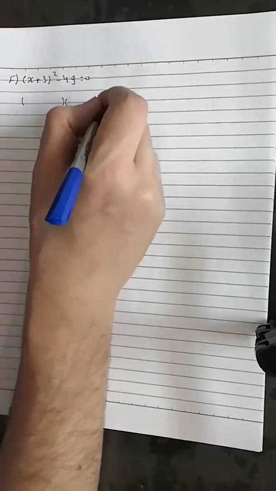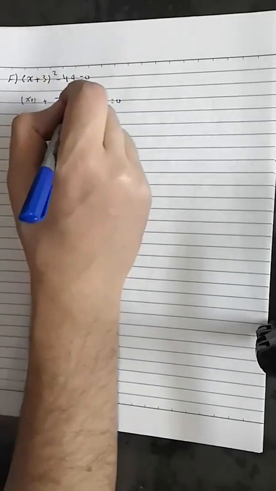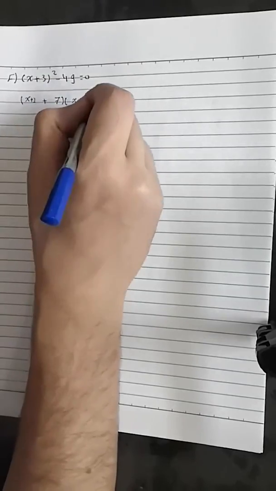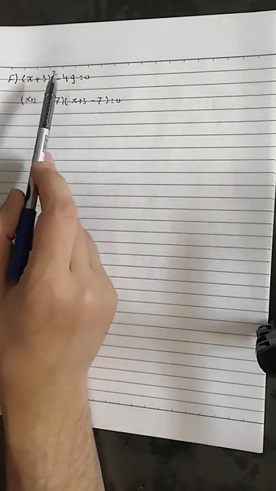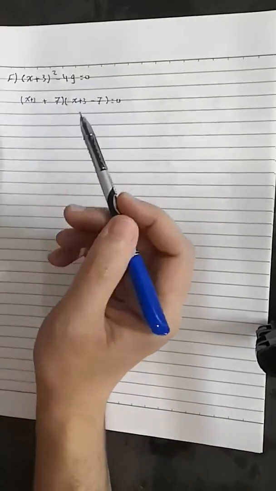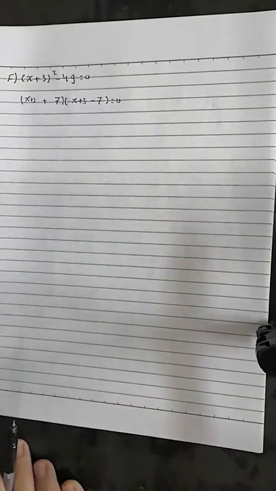So now I have x plus 3 plus 7 and x plus 3 minus 7. I solved it as a difference between two squares. But if you want to expand this bracket and subtract 49 and solve it, it will be right, but it will be much longer. So this is better.